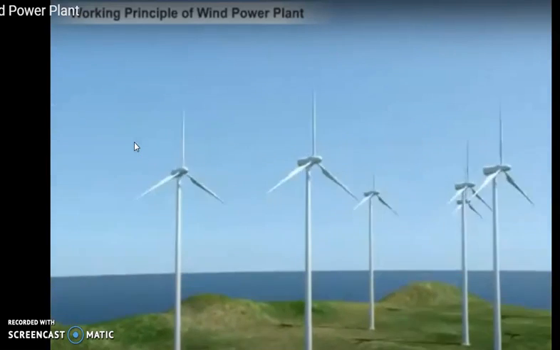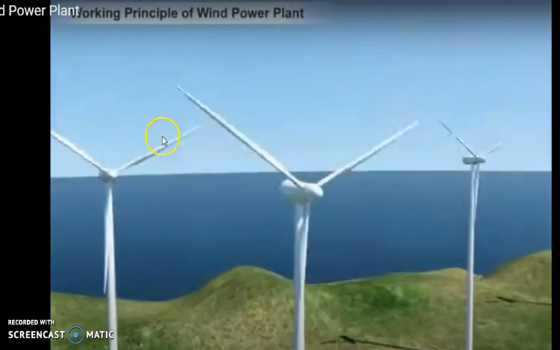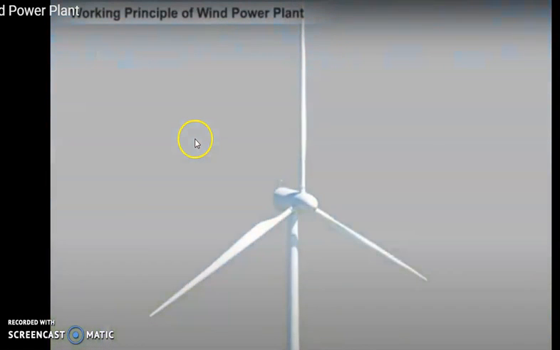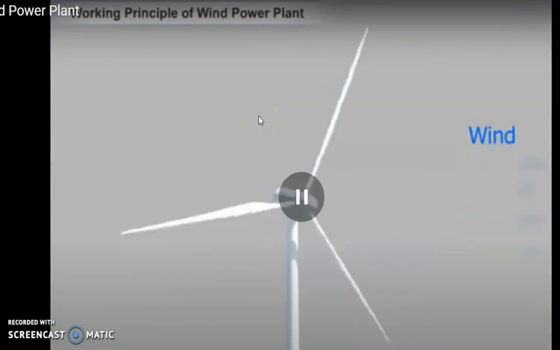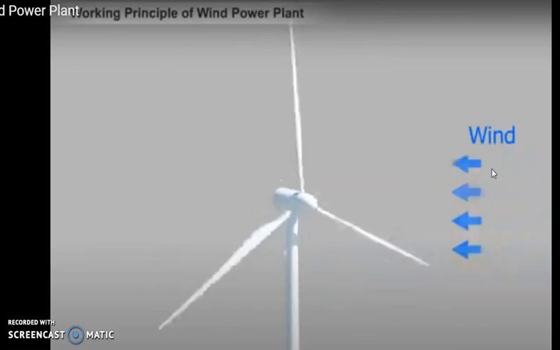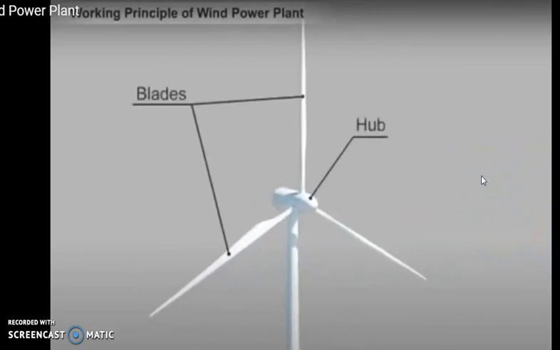Now basically we will see about the working principle of the wind power plant. So as we know the main components of a wind power plant, now what will happen when the wind arrives from the air to the blades of the system? The wind blade converts the kinetic energy of wind first into mechanical energy, and later it is converted into electrical energy. We will talk about this.